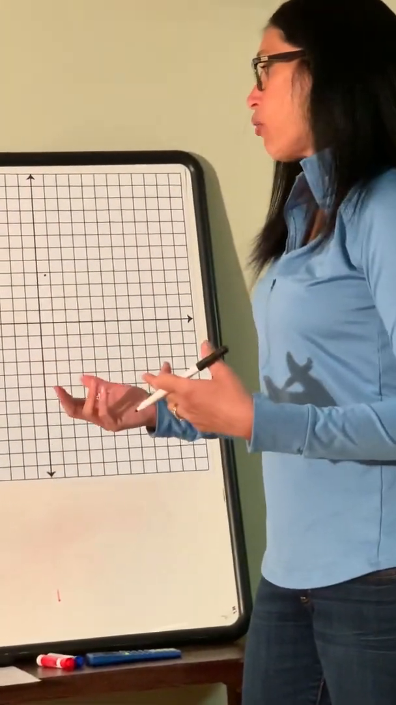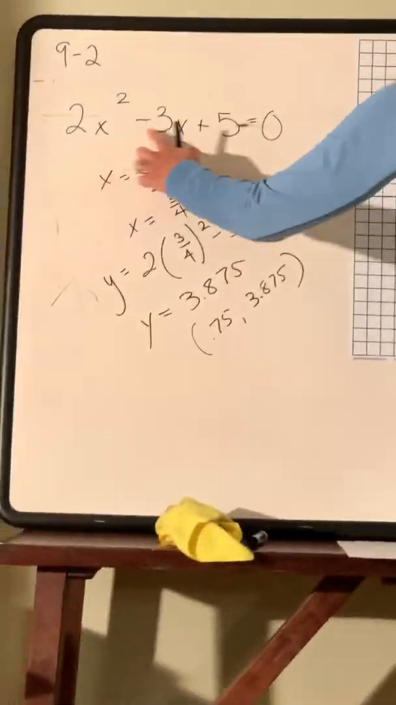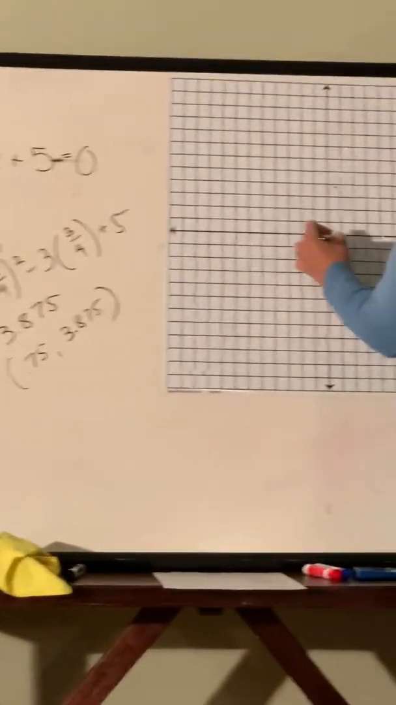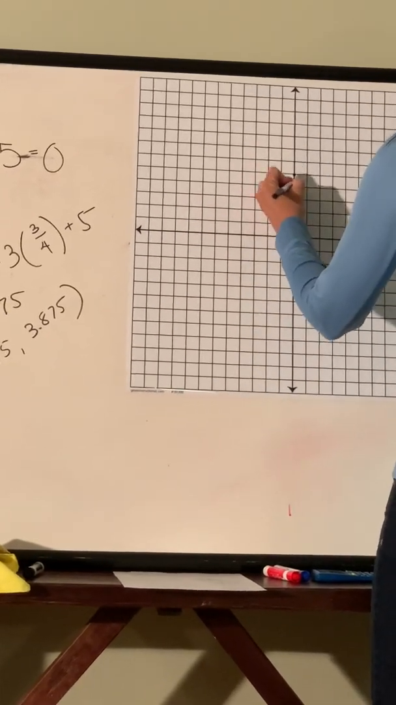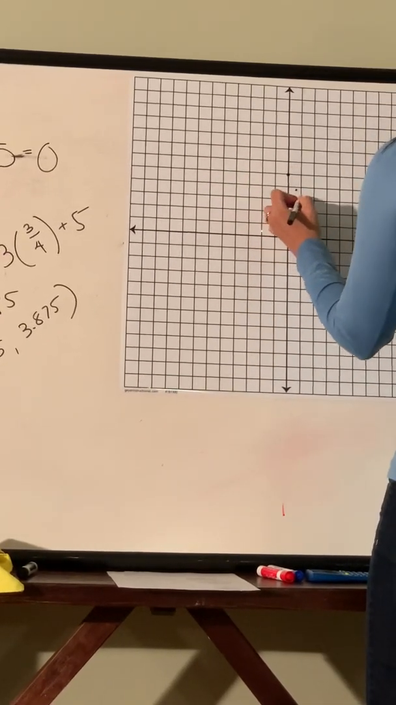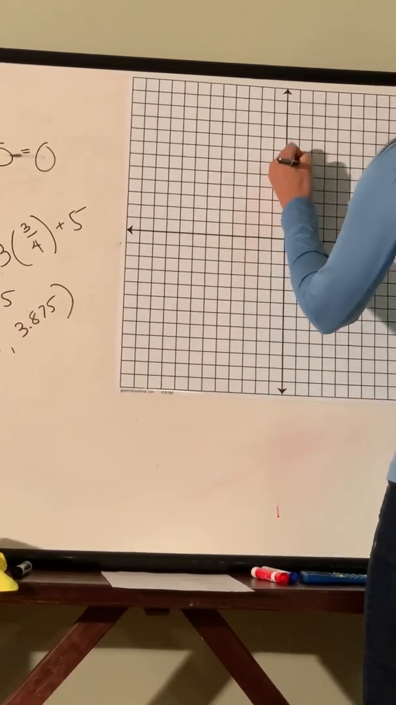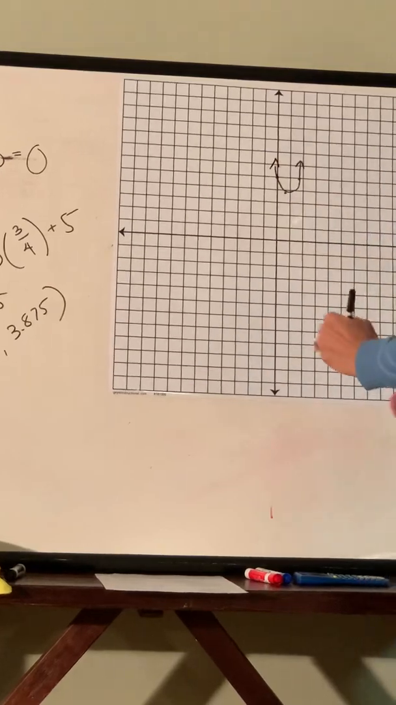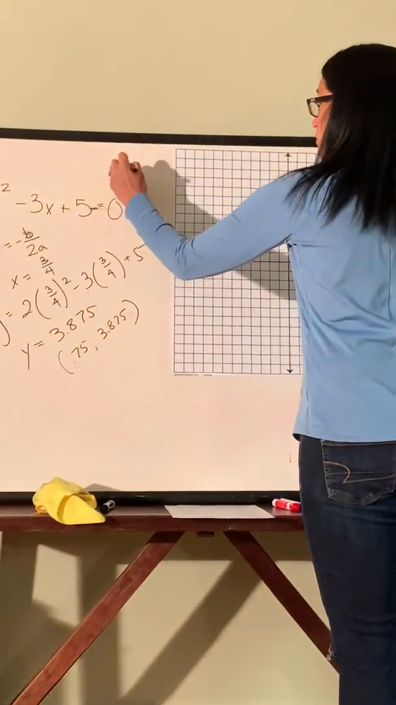I can easily get one more point by using my y-intercept. So if my x was 0, my y-intercept is 5. So I have another point, so 0, 5 is here. And I can kind of guess where my other point is going to be, up here, only because I already know the solution. This is never going to cross the x-axis, so this one is no solution.